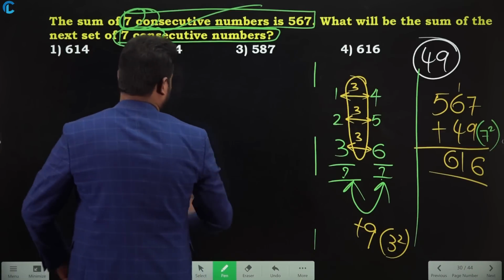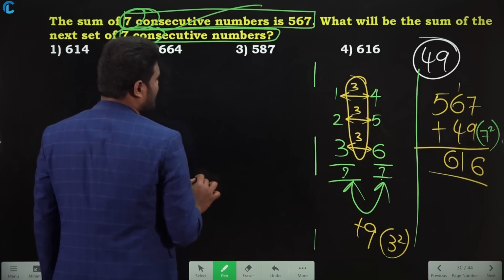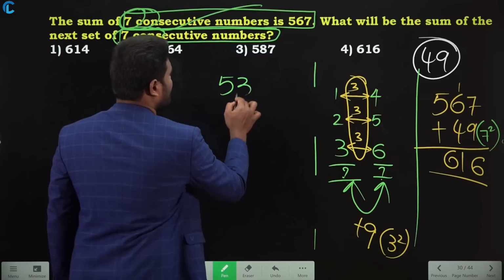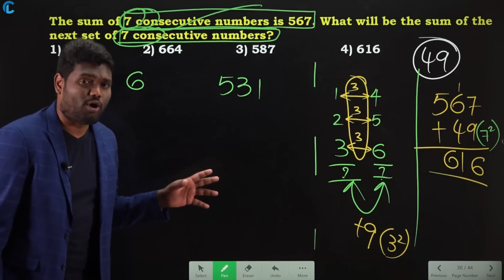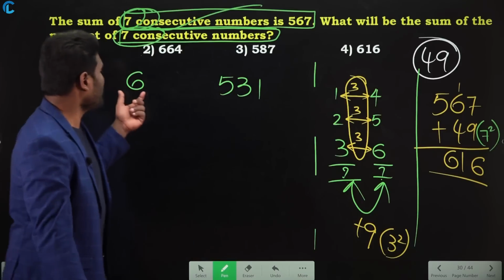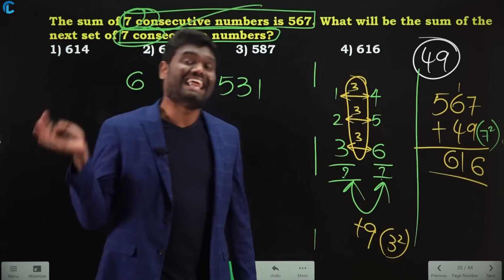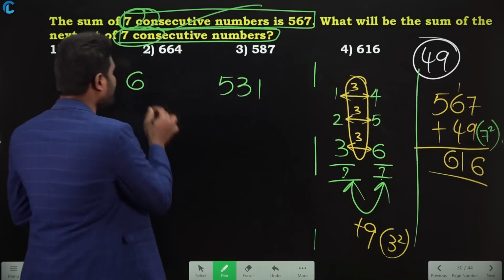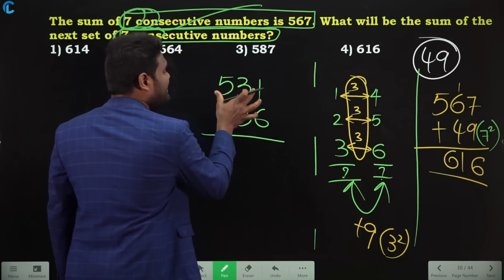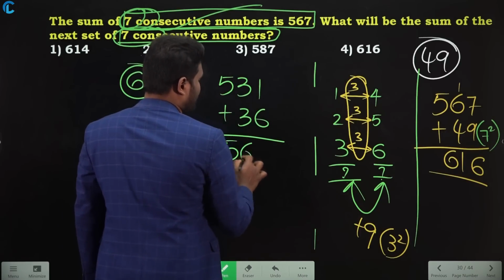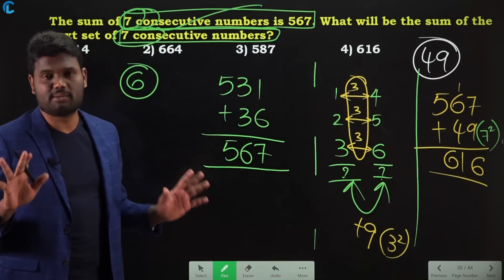If the question is in this way: the sum of 6 consecutive numbers is 531. What is the sum of the next 6 consecutive numbers? Then simply, what will you do? Square of this number. 6 square is 36. Directly add it. So 531 plus 36, the answer is nothing but 567. That's it. You will not do anything more than that. Very simple and easy question.